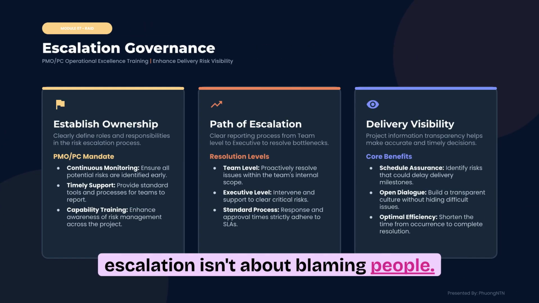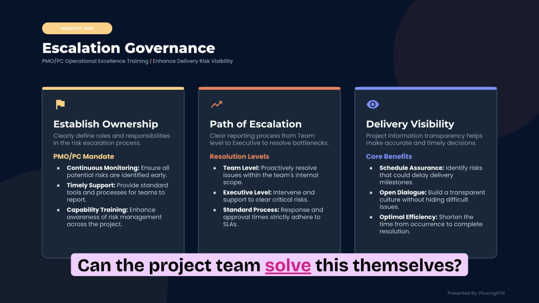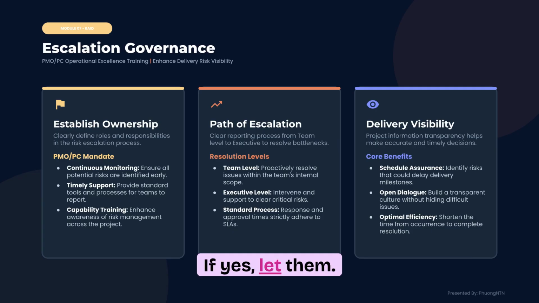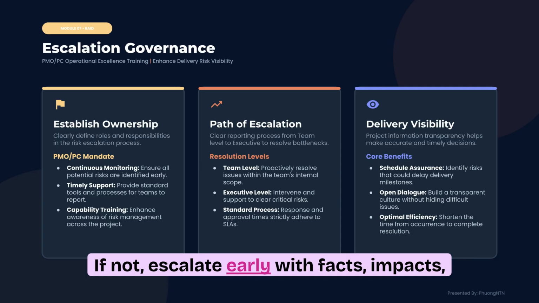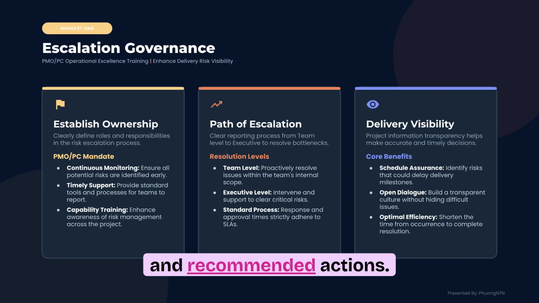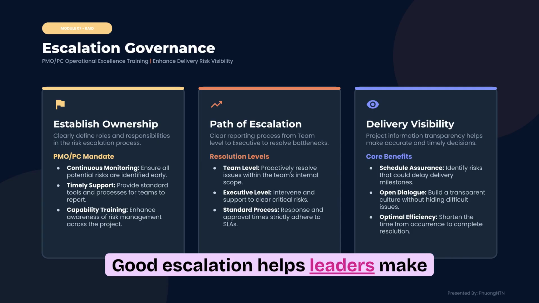Escalation isn't about blaming people. It's about removing blockers quickly. As a PMO, ask yourself one question. Can the project team solve this themselves? If yes, let them. If not, escalate early with facts, impacts, and recommended actions. Good escalation helps leaders make decisions, not discover surprises.